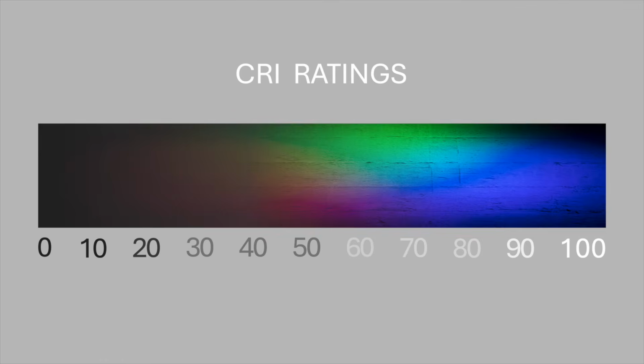A CRI rating of under 80 is considered poor. A rating of 80 to 90 is considered good, although in my opinion, I don't think it's good enough. And a rating of above 90 is considered excellent color accuracy. If you can get close to 97 to 100, even over 95, that is best.